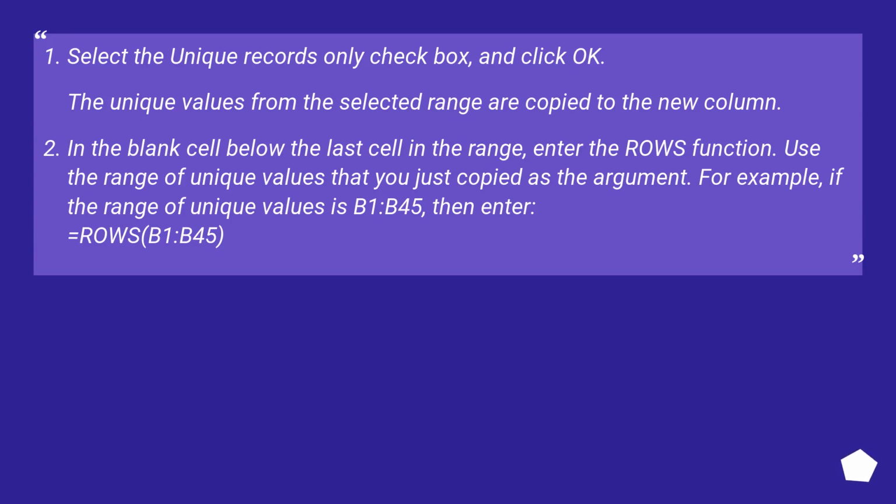In the blank cell below the last cell in the range, enter the rows function. Use the range of unique values that you just copied as the argument. For example, if the range of unique values is B1:B45, then enter equals ROWS(B1:B45).